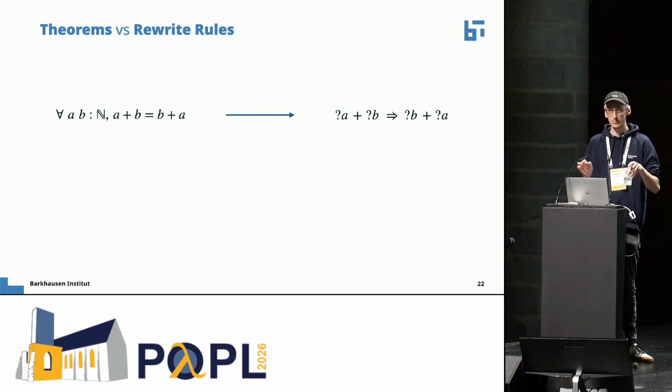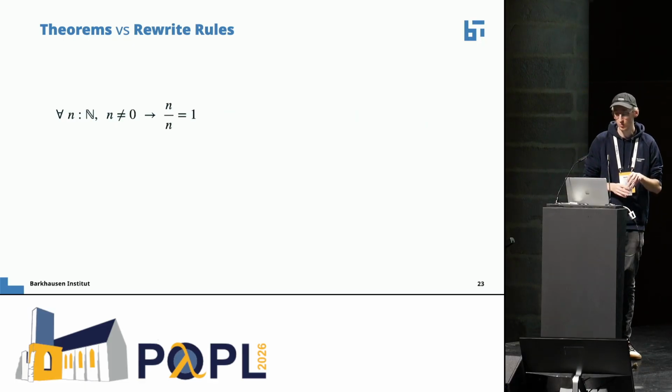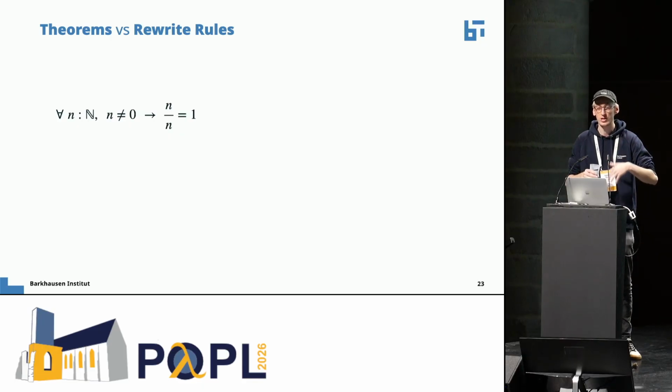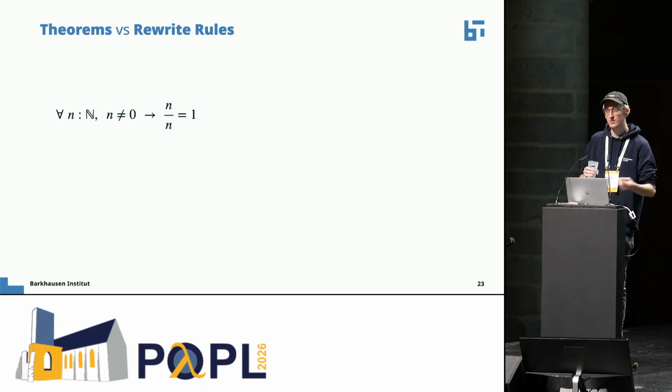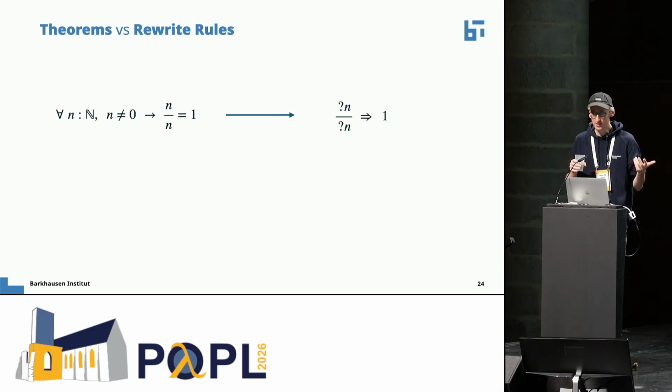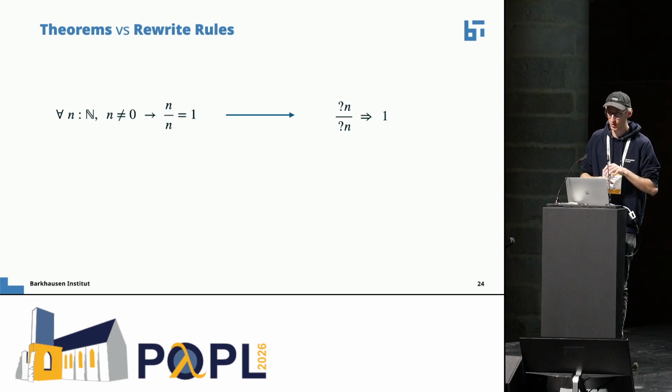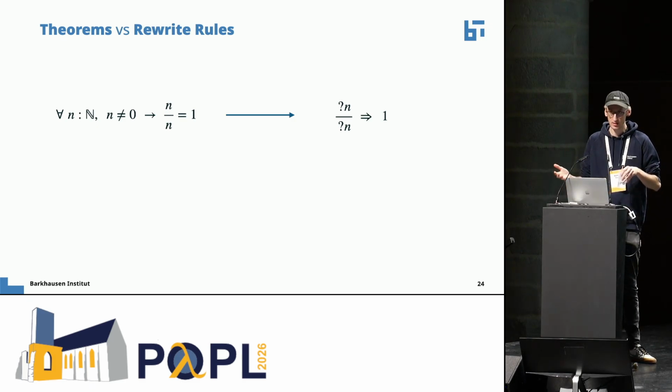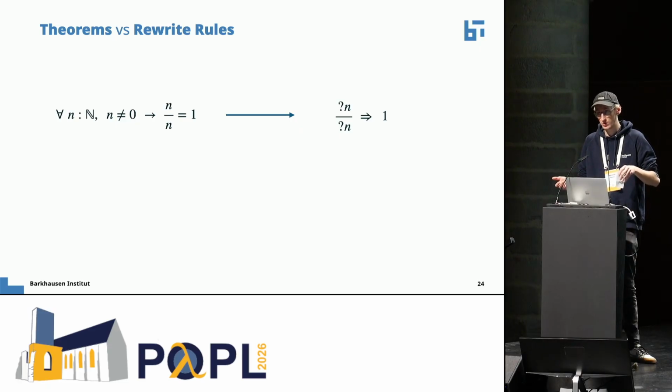Now, an example of a rewrite rule that actually breaks comes from the following theorem, which is more representative of a general class of theorems, namely equations with conditions on them. So here, the theorem states that n divided by n is equal to 1 under the condition that n is non-zero. And if we, again, apply the naive translation to a rewrite rule, we get the following. Now, I hope you can see why this is a bigger problem, because this rewrite rule could easily apply in the e-graph to a term which is actually equal to 0.